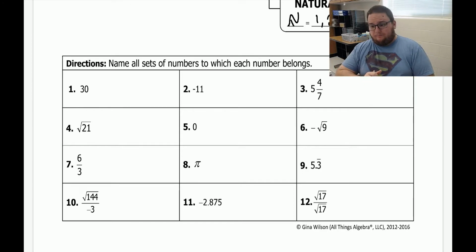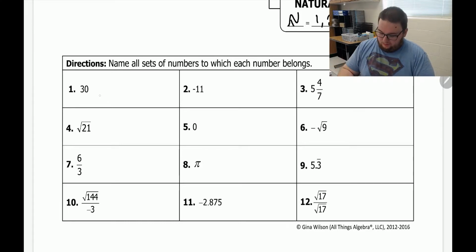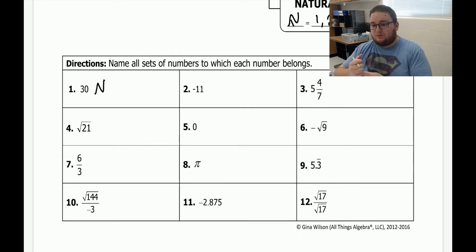So our number's 30. It counts. So it's a counting number because you can look and you can have 30 things. We're going to say that we're definitely going to be in the natural numbers. And I'm not really worried about writing the scripts or anything. I just want the letter that describes the set. So for naturals, you can put N, for wholes, W, integers, Z, rationals, Q, irrationals, I, and real numbers, R.